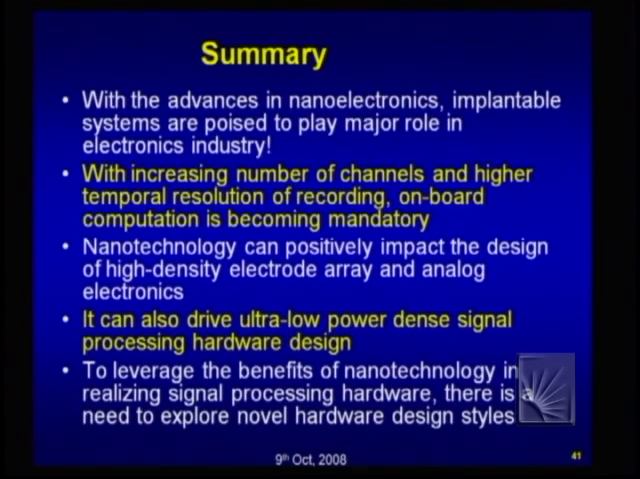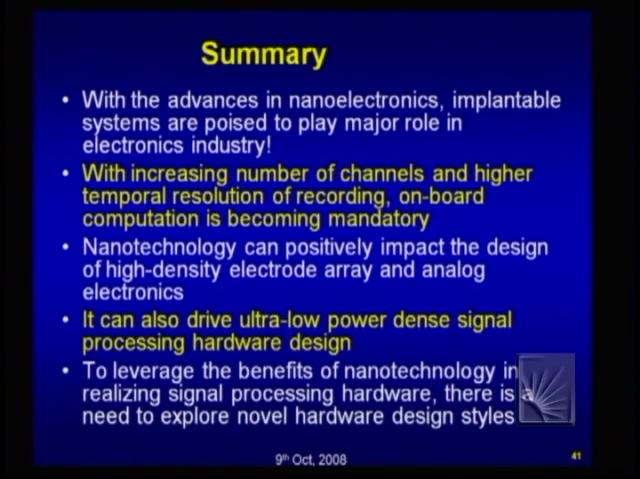So with that, let me summarize. With the advances in nanoelectronics, implantable systems are poised to play a major role in the electronics industry. Okay, and that's a verdict, and I think that will be true. With increasing number of channels and higher temporal resolution of recording, it's very important to have an onboard computation unit for compressing data and for analyzing patterns in real time.